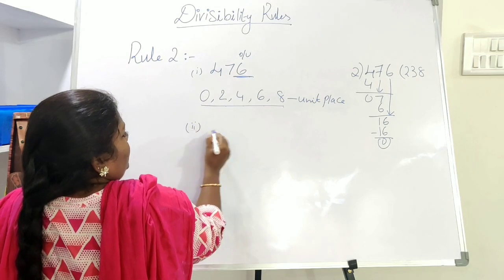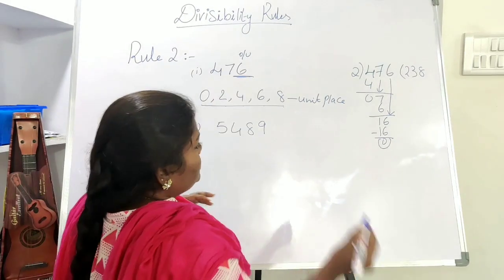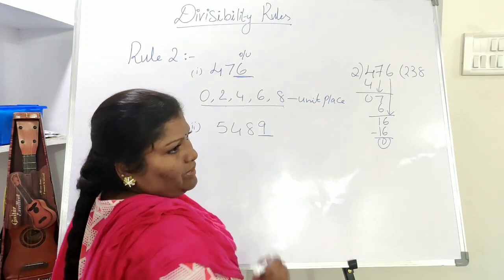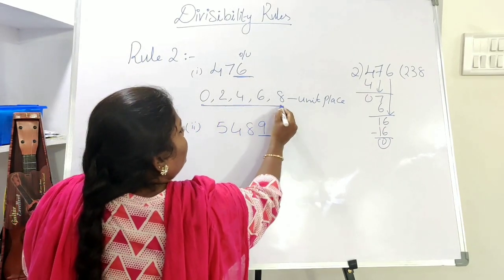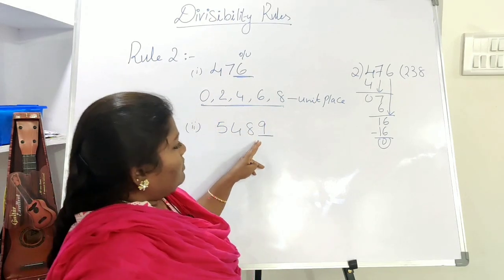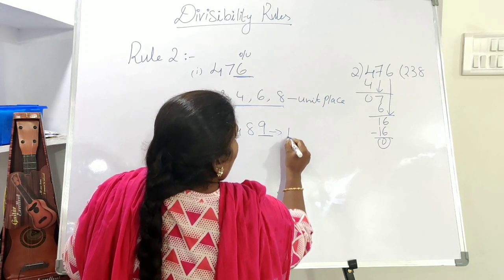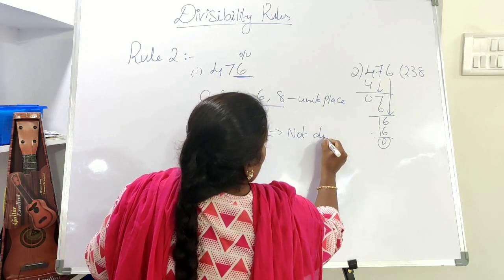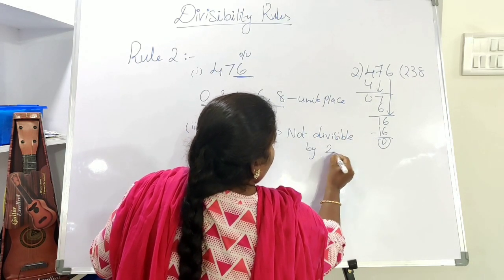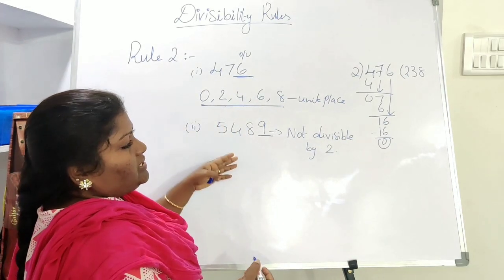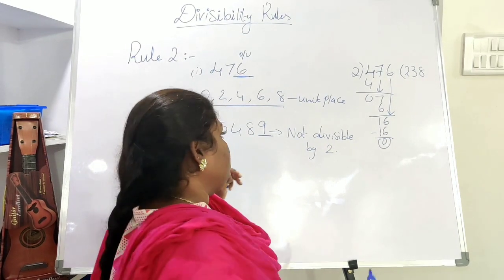Example 2 is 5, 4, 8, 9. Now what is the process? You have to check the units place digit. Here the units place digit is 9. Now, do you have 9 in this list? No. Because 9 is not there in that list, that means this number is not divisible by 2. Yes? So it's an easy process. Just by seeing the number you can decide whether it is divisible or not.